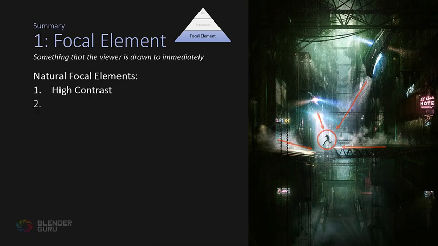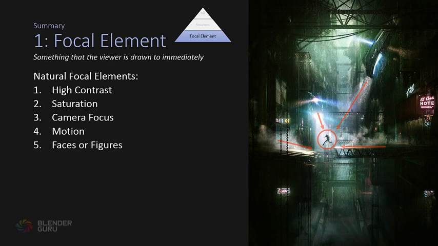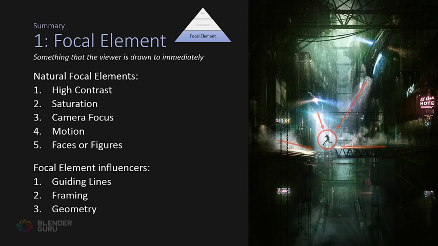So again, these are the natural focal elements: high contrast, saturation, camera focus, whatever the camera's focused on, motion, having something jumping against a stationary set, faces or figures act as very good focal elements, and then you've got some influences to help influence a scene, such as the guiding lines, the framing, like a vignette, as well as geometry, so adding in some squares, rectangles, triangles, and circles. Anyways, that is the focal element.